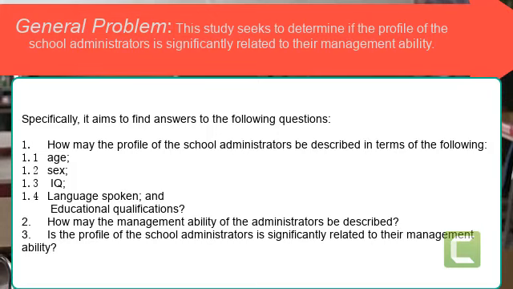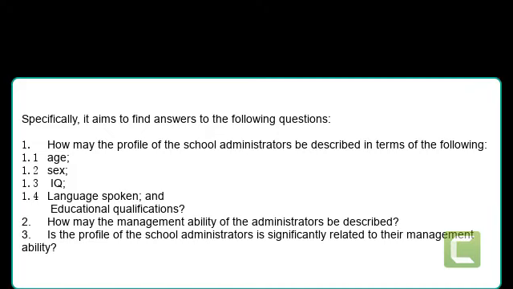How may the profile of the school administrators be described in terms of the following: age, sex, IQ, language spoken, and educational qualifications? How may the management ability of the administrators be described? And is the profile of the school administrators significantly related to their management ability?